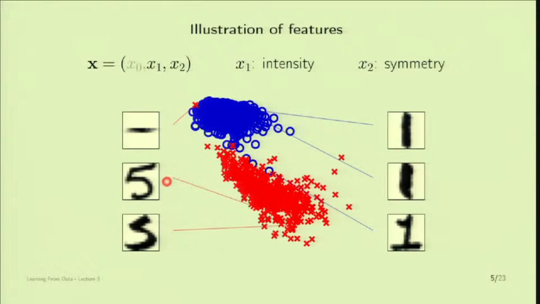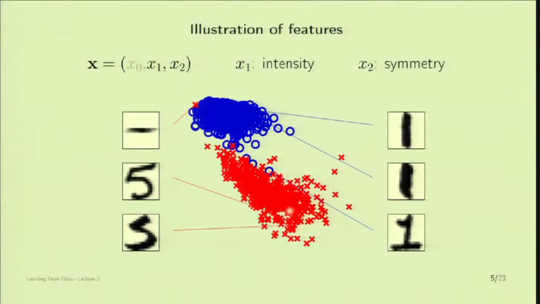Okay, there are more pixels occupied by the 5 than the ones. So this is the coordinate, which is the intensity, and indeed, the red guys, which happen to be the 5s, are tilted a little bit more to the right, corresponding to the intensity. If you look at the other coordinate, which is symmetry, the 1 is often more symmetric than the 5. Therefore, the guys that happen to be the ones, the blue, tend to be higher on the vertical coordinate. Okay? And just by these two coordinates, you already see that this is almost linearly separable.